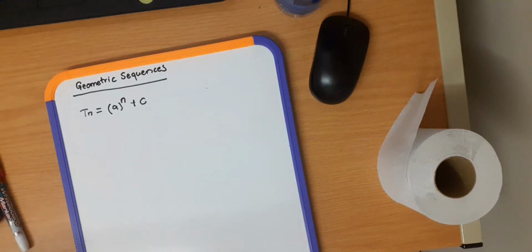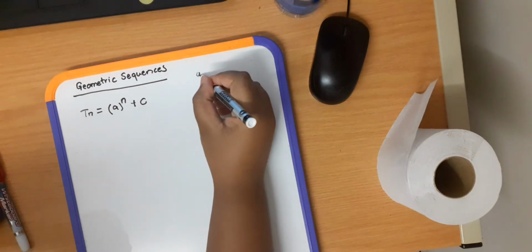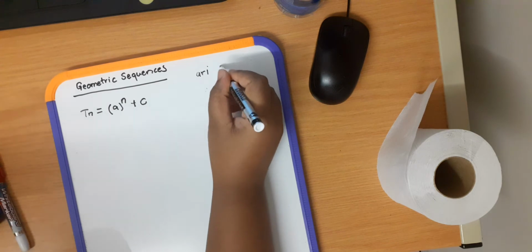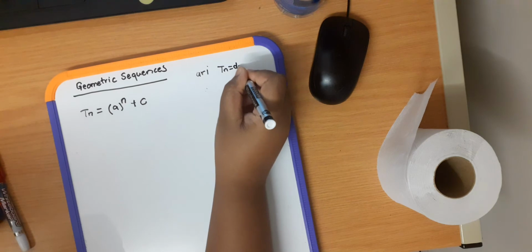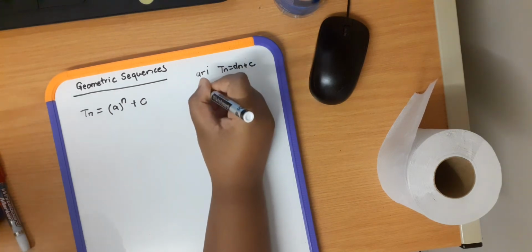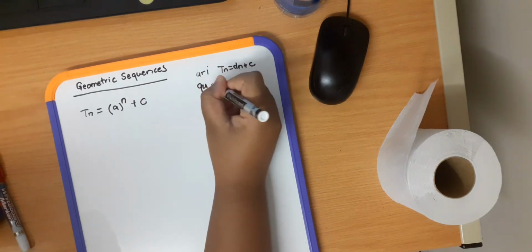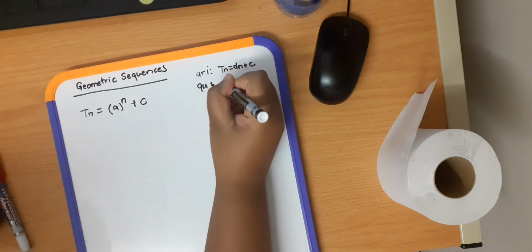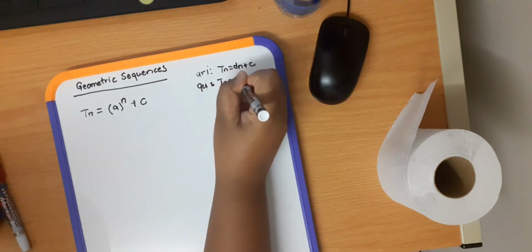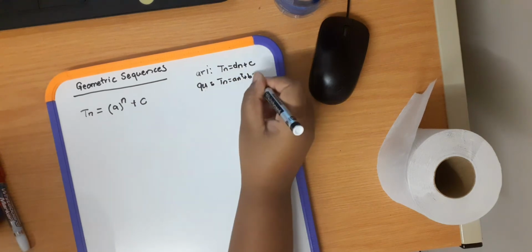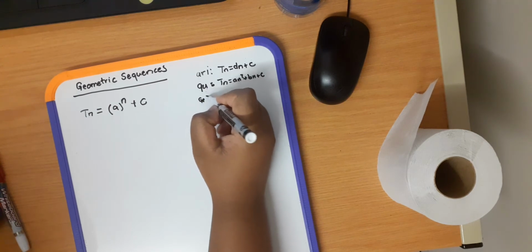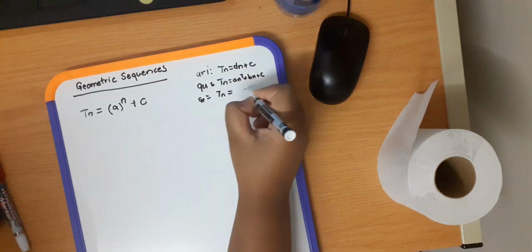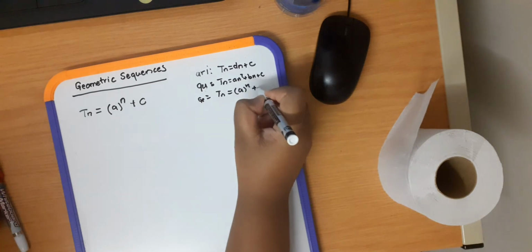Now, what we've noticed about the series is that when we have an arithmetic sequence, it's Tn equals Dn plus C. When we have a quadratic sequence, it's Tn equals An squared plus Bn plus C. Now we are dealing with geometric sequences, which have Tn equals A to the n plus C.